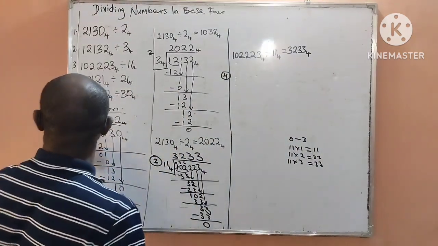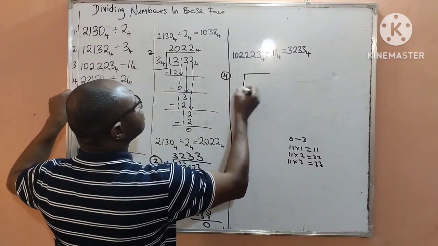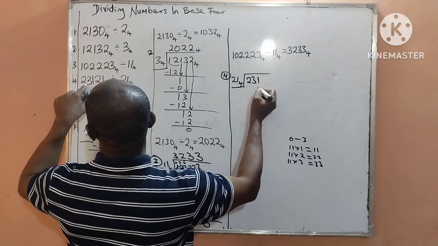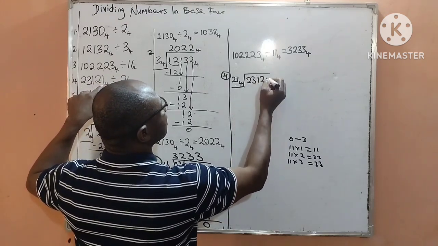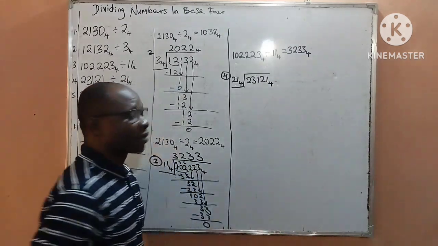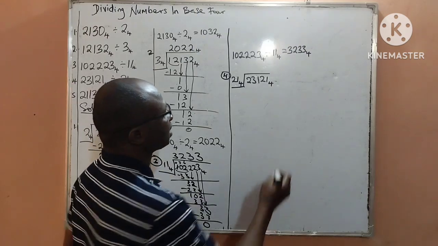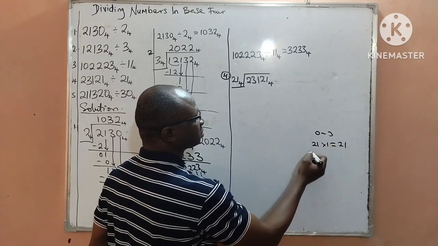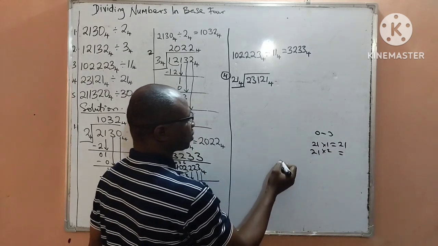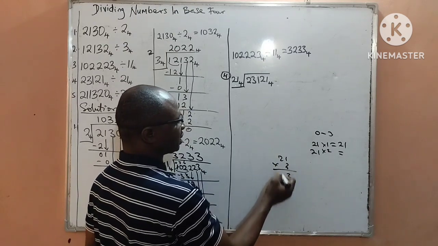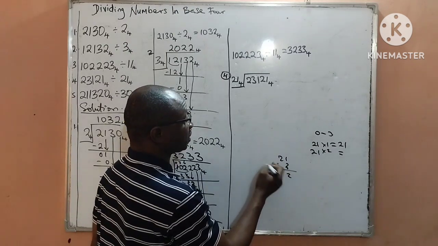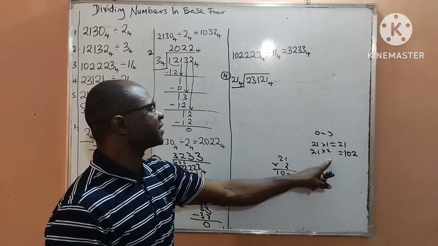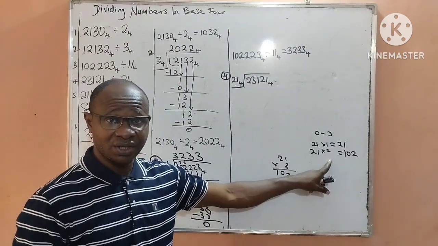It's very correct. Question number 4 says that we should divide 2, 3, 1 by 21 in base 4. We go again. We carry out a multiplication by 21 in base 4. And that means from 0 to 3, we have it. 21 by 1 is 21. 21 by 2: here is 2, here is 4. We divide by 4, we get 1, 1, remainder 0. So that is 102. What it means is that 21 times 2 is 102 in base 4.